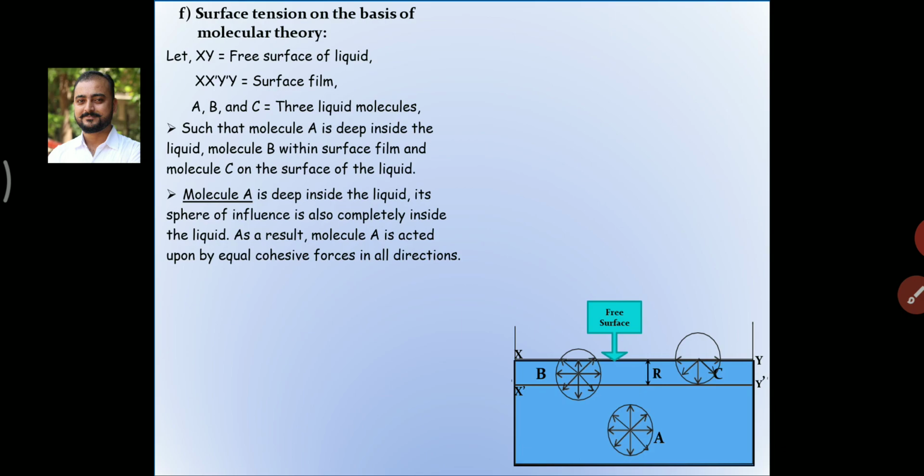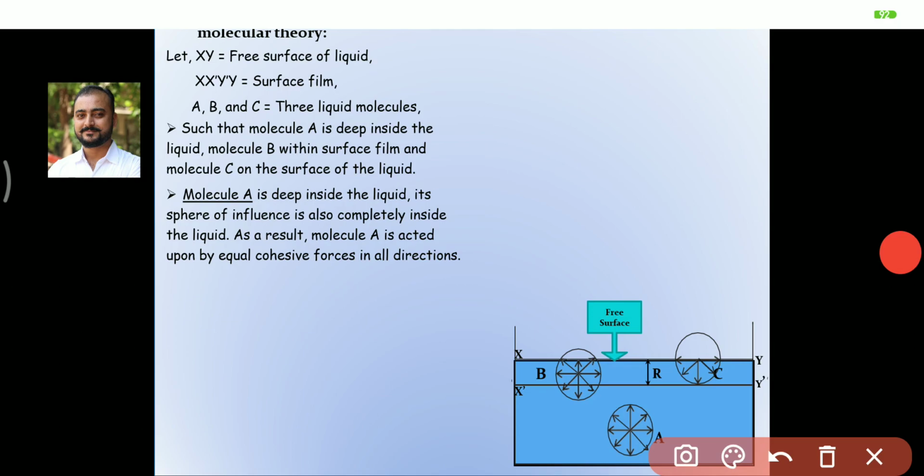What about the molecule A? The molecule A is deep inside the liquid, so consider its sphere of influence. We just studied that. What is the sphere of influence? If we consider this is the molecule A, then for the particular surrounding we draw a sphere whose radius is equal to the range of molecular force.